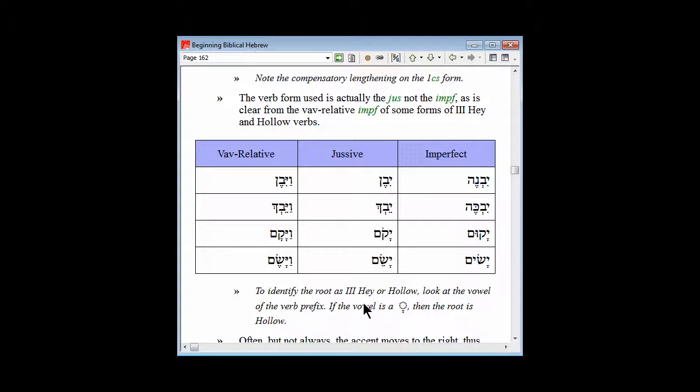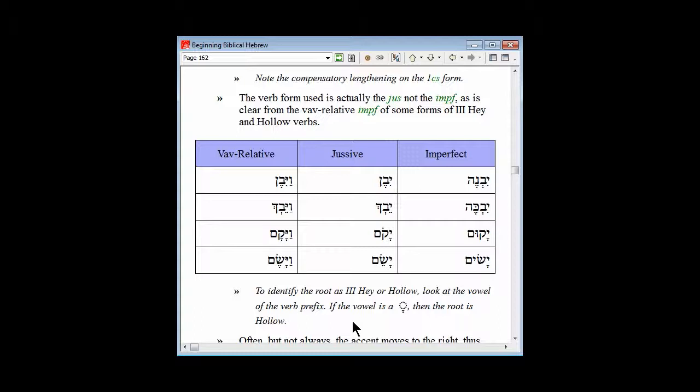And you're going to translate that Vav relative not the way we've been typically translating imperfects, as incomplete action, action not yet realized. So yiktol would be "he will kill." Okay, we're going to lose the "will" translation. That's the significance of the Vav relative. Imperfects, again, would be "he will kill." Yiktol is "he will kill."